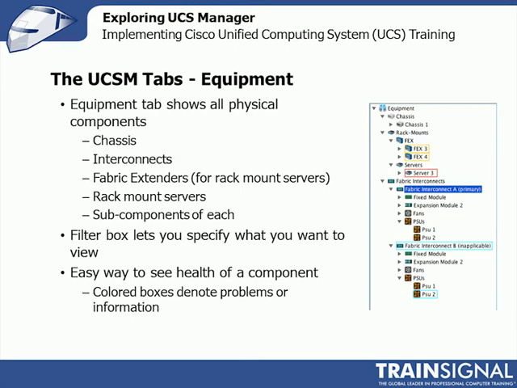So the first tab on the left as you log in is Equipment, and it shows all physical components: chassis, interconnects, fabric extenders, rack mount servers should you have them, and subcomponents of each. There's an example over to the right. Two things you'll see in every one of these tabs are the filter list again, which specifies what you want to see, and colored boxes that denote problems or information.